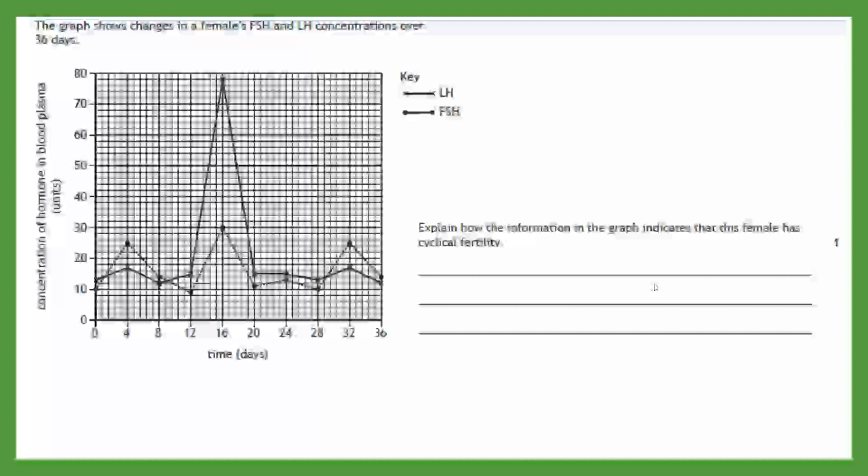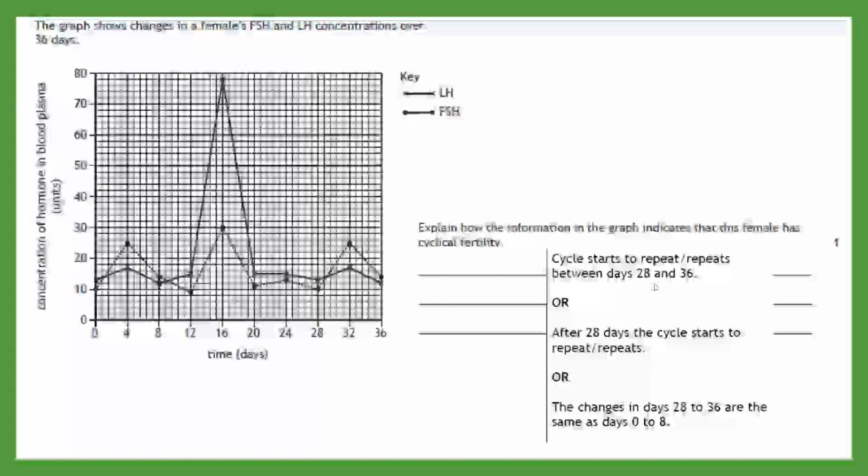Okay, so the key thing that you're looking for is the repetition. So as long as you get the idea that it repeats, thus it must be a cycle. So ways you could have phrased that: the cycle starts to repeat between days 28 and 36, or after day 28, the cycle starts to repeat, starts again, or the changes in days 28 to 36 are the same as days 0 to 8.